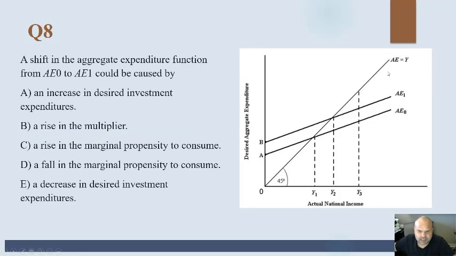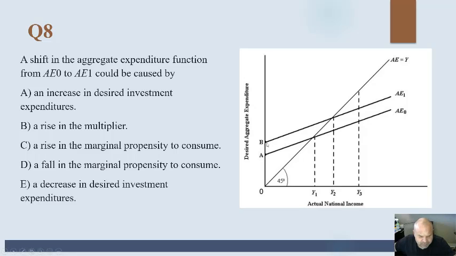Now we have the same diagram, and it's saying now a shift in the aggregate expenditure function from AE0 to AE1 could be caused by which of the following? Hit pause. Okay, we're back. So here we have a shift upwards in the aggregate expenditures function. So what could do that?